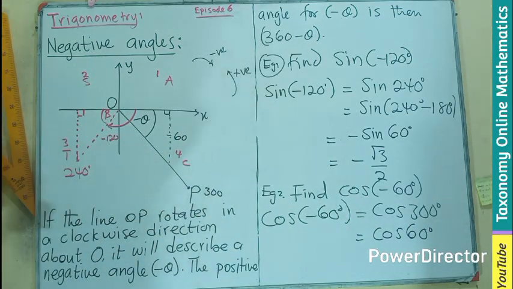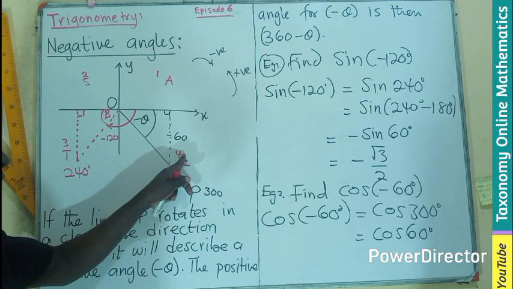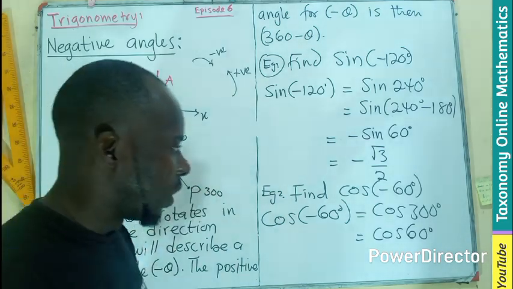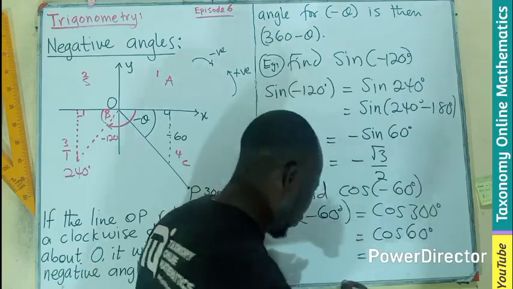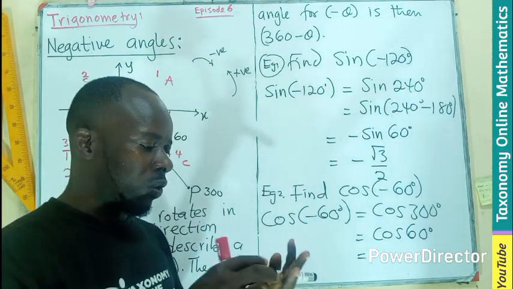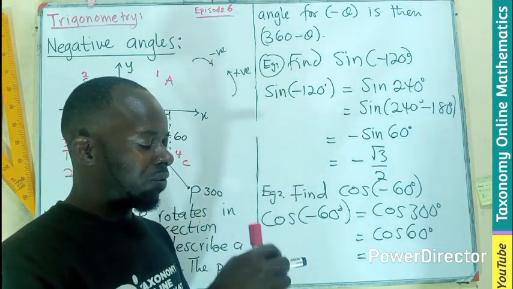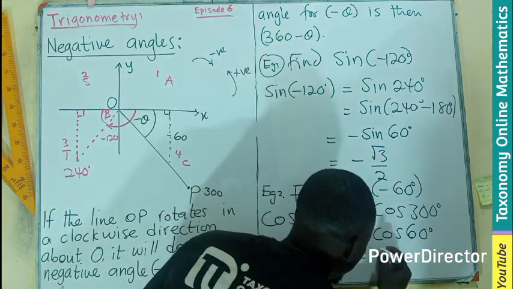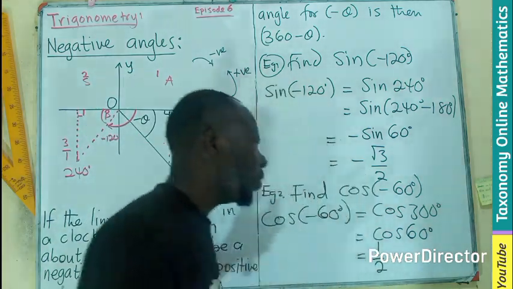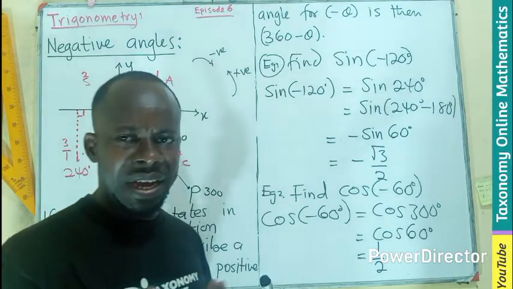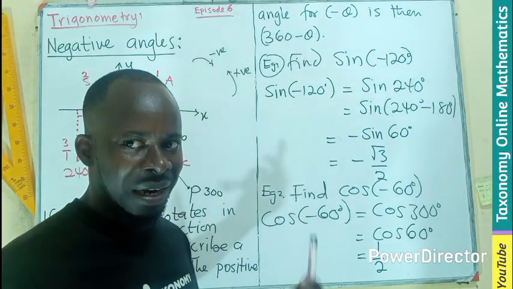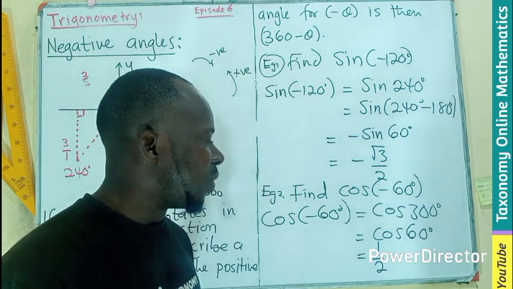Why is it cos 60, not negative? Because in the fourth quadrant, cos is what? A positive value. So in this case also, we are dealing with cos. So 0, 30, 45, 60, cos. So that will be 1/2. I guess with the concept of negative angles, you are getting the bit of explanation that you are looking for.